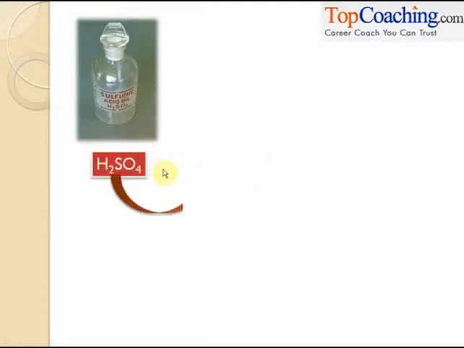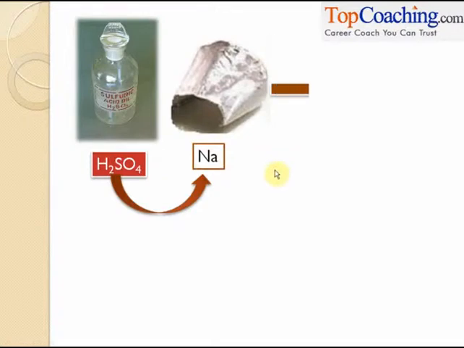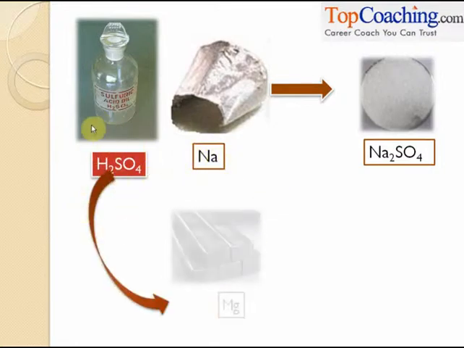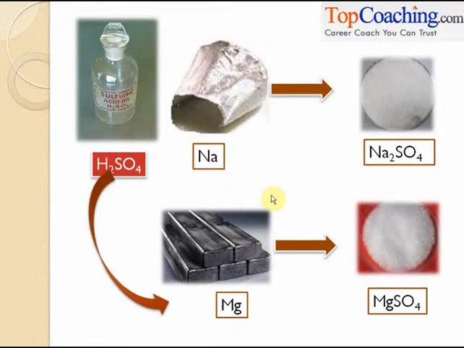Take sulfuric acid here. If you replace the hydrogen here with sodium, you get Na2SO4. Isn't it? Sodium sulphate. Again, we've just replaced the hydrogen with sodium. If you replace this hydrogen of sulfuric acid with magnesium, what do you get? MgSO4, magnesium sulphate. So you can see different salts here being formed when the hydrogen is replaced. So that's about the definition of salts.